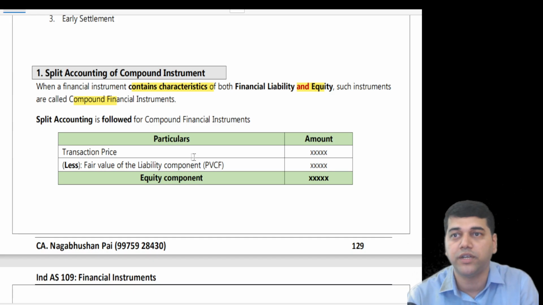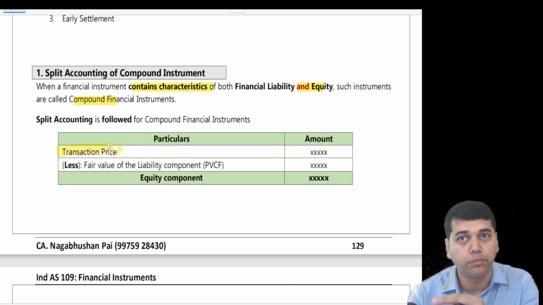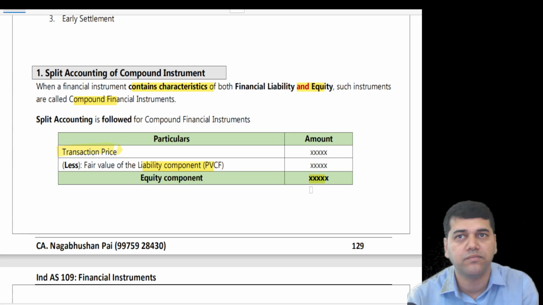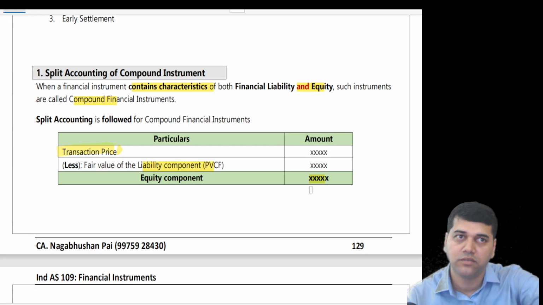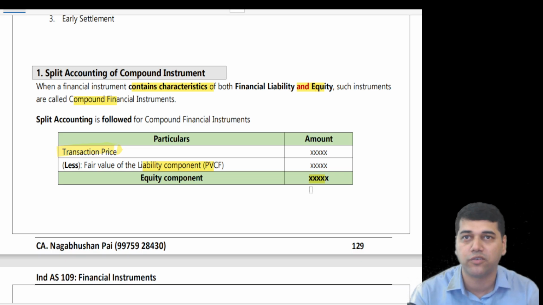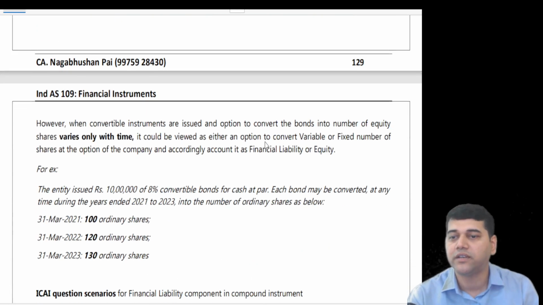So how do you account for it? You will go with the transaction price. But is that transaction price the fair value? No. There are two components splitting there. You deduct the fair value of the liability component, and equity becomes the balancing figure. For example, a loan given to the staff. One element was a liability or an asset portion. The other was a balancing figure. Like the discount on the employee stock. You have to calculate it like this.